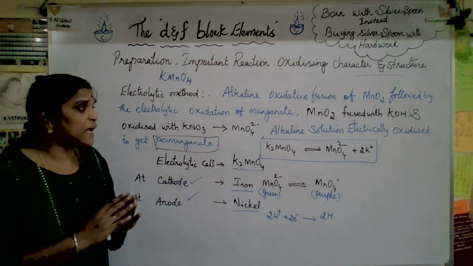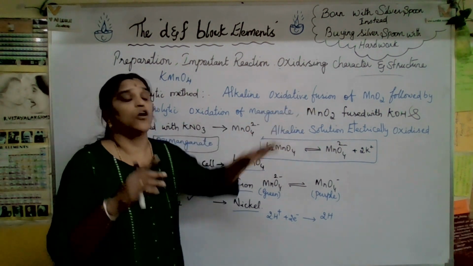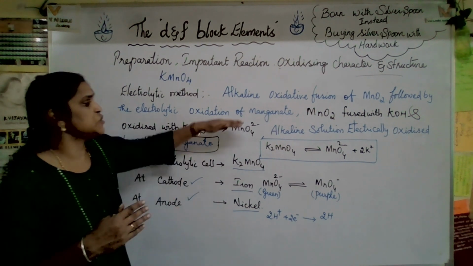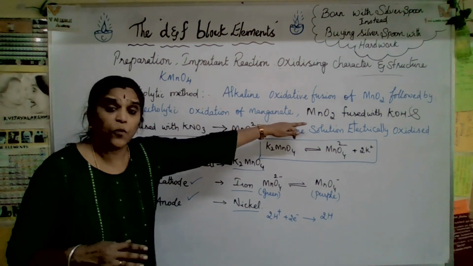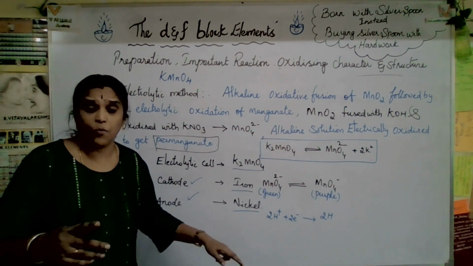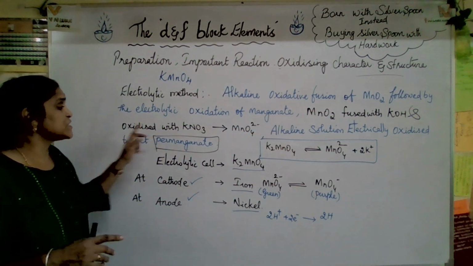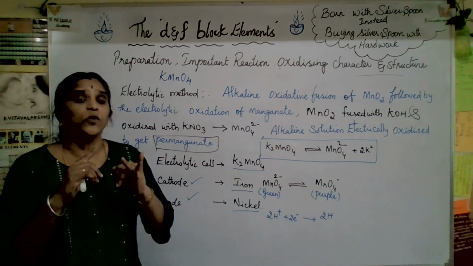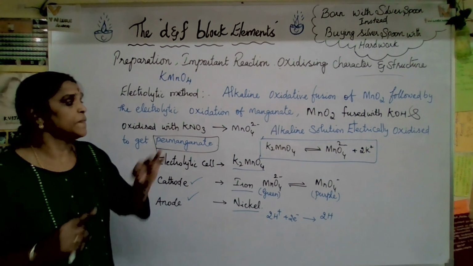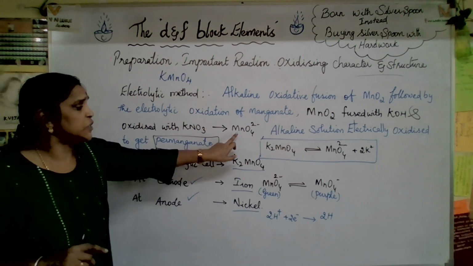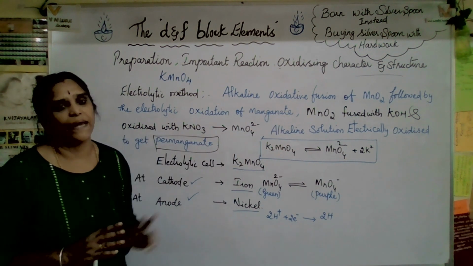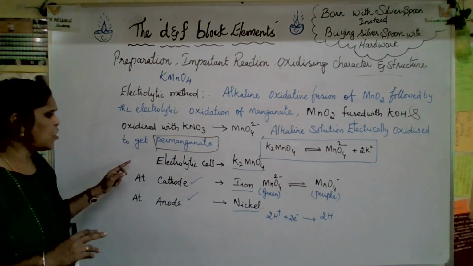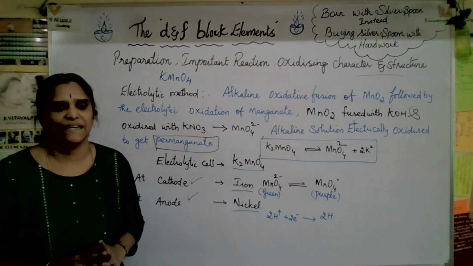Alkaline oxidative fusion of MnO2 followed by the electrolytic oxidation of manganate. So MnO2 is fused with KOH and oxidized with KNO3. That's all. These are the three main things: MnO2, KOH, and KNO3. So this is converted into MnO4 2 minus. This alkaline solution is electrolytically oxidized to get the permanganate ion.